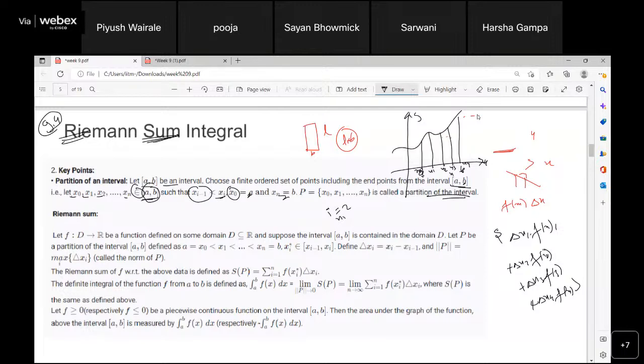So I have partitioned this curve into 4 segments, four intervals. Each interval has a width, that is x1 minus x0 in this case. Here if I find this distance, x2 minus x1, x3 minus x2, and here x4 minus x3, right? So what we are doing in Riemann sum integral is splitting this curve into different intervals, finding the area of each individual interval, and then summing them.